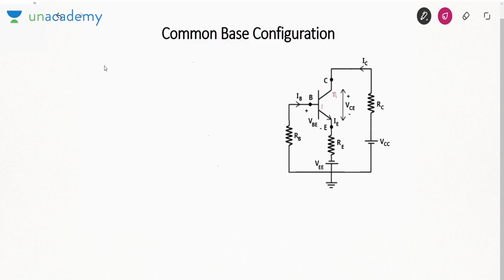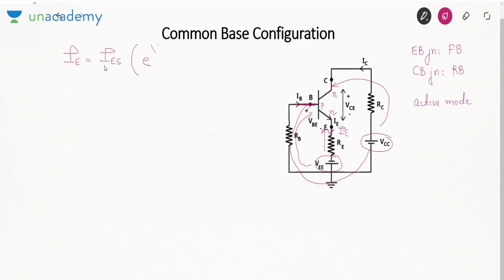This is an NPN type of transistor. Here, one battery is connected to the emitter, one battery is connected to the collector, which means the base terminal is common. The input we are taking at the emitter and the output we are taking at the collector. This is IE. Now the positive terminal of VEE is connected to P, negative terminal to N. What can you say? That the emitter base junction is forward biased. In the collector, the positive terminal is connected to N and the negative terminal to P. So what can you say? The collector base junction is reverse biased. That is, we are talking about the active mode of operation.